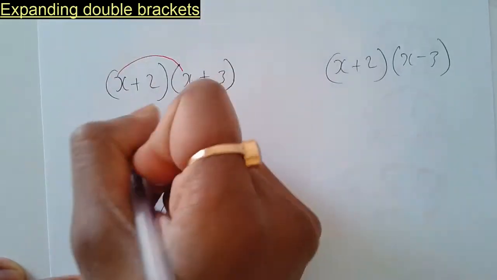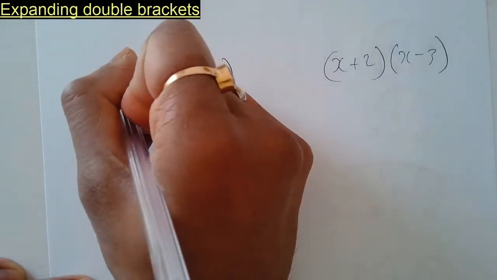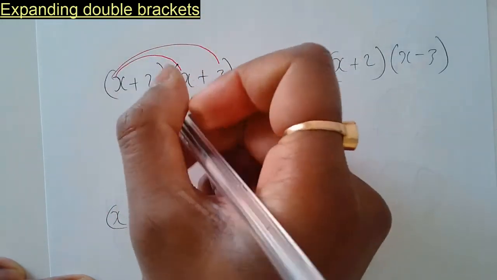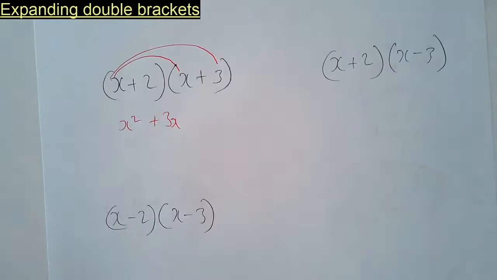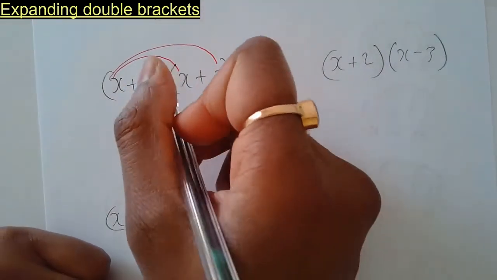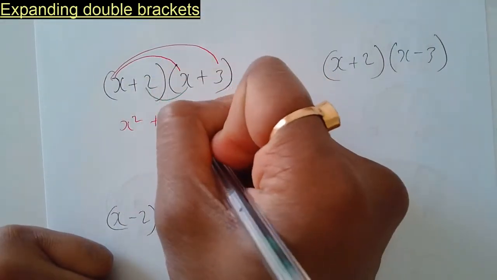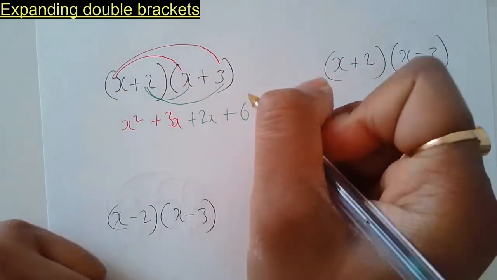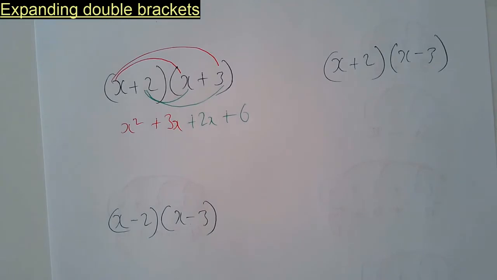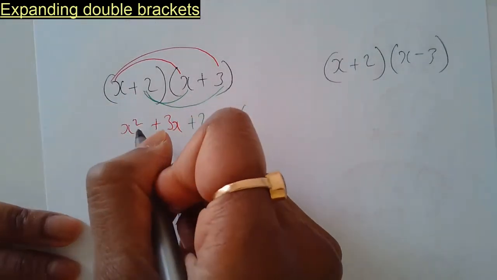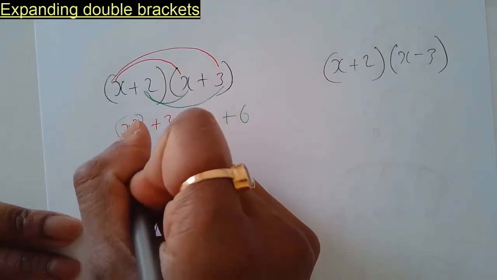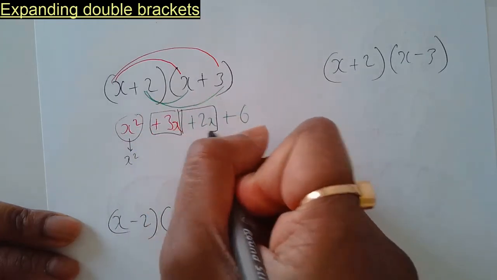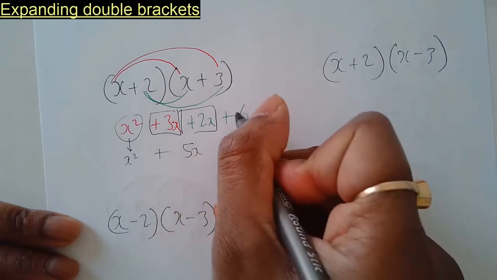X times x, x squared. X times 3, 3 times x, 3x. Two times x, 2x. 2 times 3, 6. All you've got to do now is collect like terms. You've got the x squared family on its own. 3x plus 2x makes 5x, and you've got the plus 6.